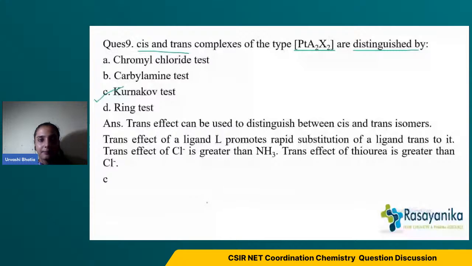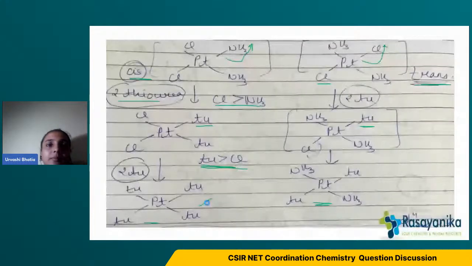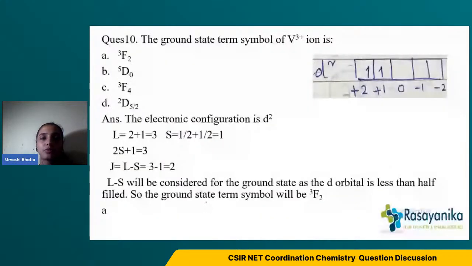Now you can see the next question. Yes, this is very important. Term symbols and microstates are very important for both exams. Now we need to find the term symbol of the vanadium 3 plus ion. Okay, now how do we calculate the term symbol?